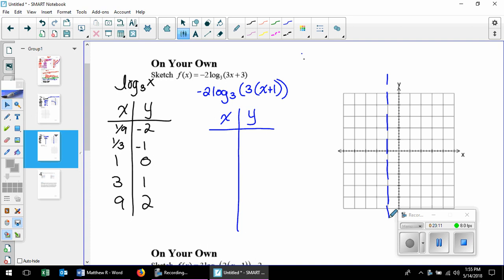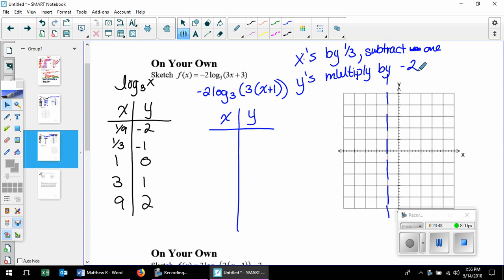Okay, so going back to this, what am I doing to my x's? Times a factor of 1/3. So take my x's by 1/3, and then subtract 1. What do I do to my y's? Multiply by what? -2.